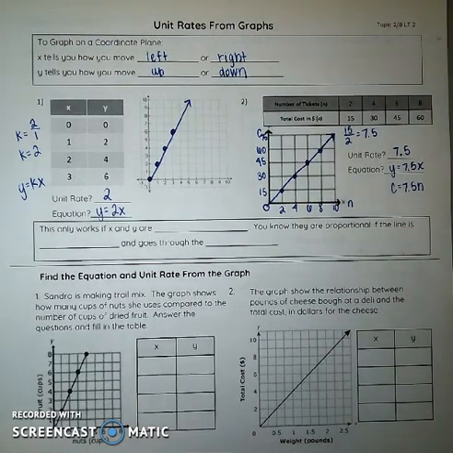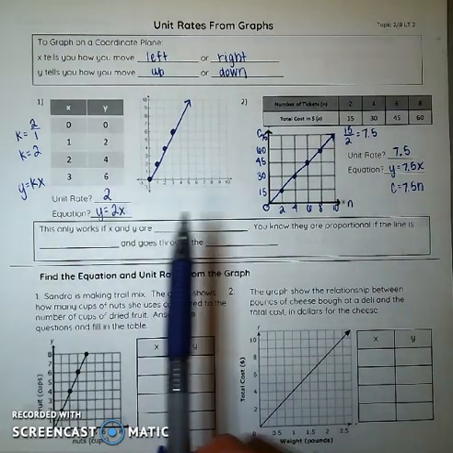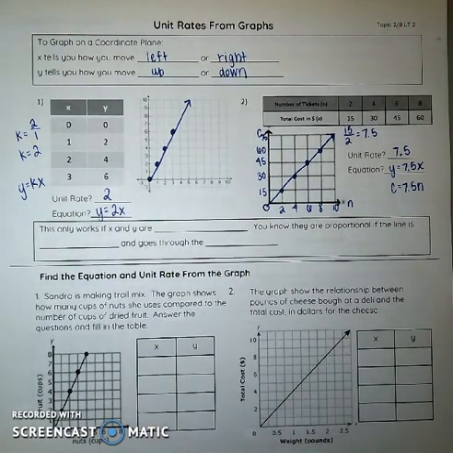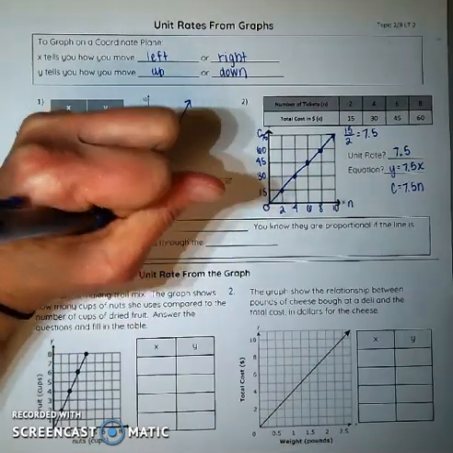Now notice, like we said before, that the two things we have in common between these graphs is that they both start at the origin and they make a straight line. And so when we identify the unit rate and write our proportional equation, these are only going to work if x and y are proportional.